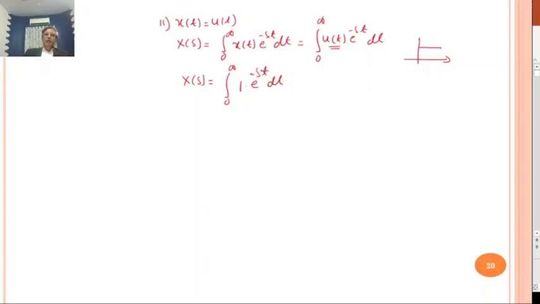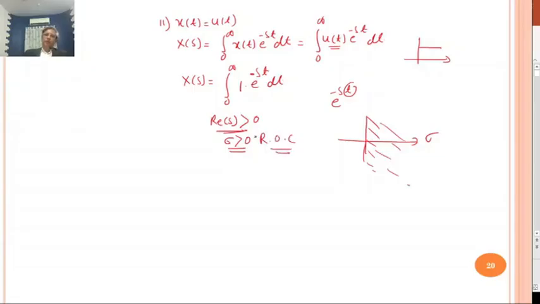Now this exponent is negative. If t is positive, then s should be positive, which means the real part of s should be greater than 0. See here, this is e raised to minus st, t is positive, going to infinity, and if s is negative, this negative becomes positive, and the signal is not absolutely integrable. So the ROC is that sigma should be greater than 0, that is, positive. The region of convergence is sigma greater than 0.